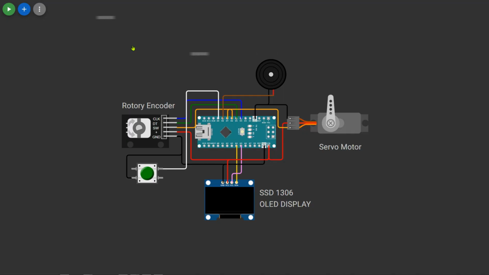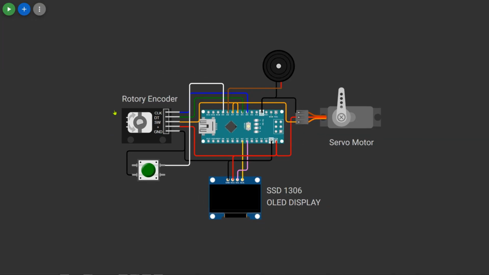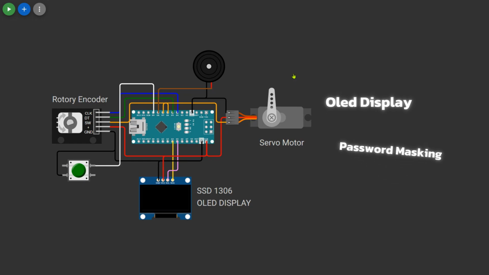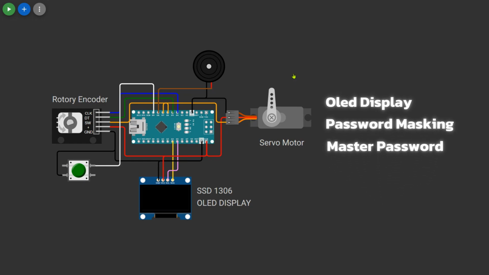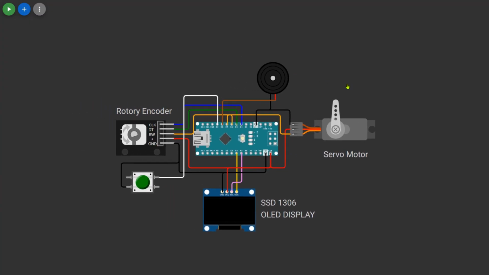Today, we are diving into an exciting project that blends everyday security with the power of DIY electronics. We are going to build a sophisticated and highly secure smart door lock system using an Arduino and a rotary encoder. This isn't just a basic lock. By the end of this video, you will have a fully functional system featuring a crisp OLED display, password masking for privacy, an unbreakable master password, auditory feedback with a buzzer, and even a security lockout mode to thwart any unauthorized attempts to access your space. It's a fantastic project that's both practical and a great learning experience.